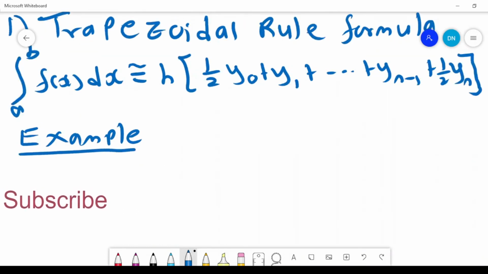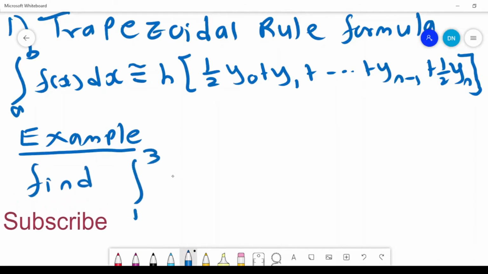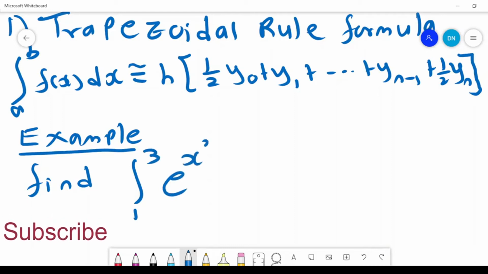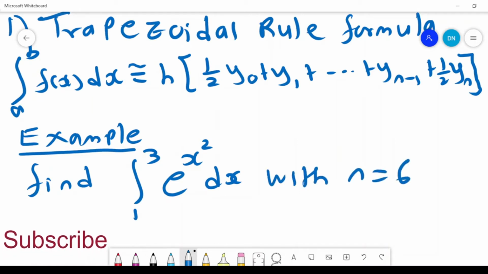And the example tells us that we want to find the integral from 1 to 3 of e to the x squared dx with n equal to 6. So we want to use the trapezoidal rule, integrate that with n equal to 6.